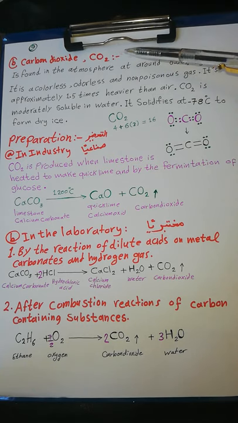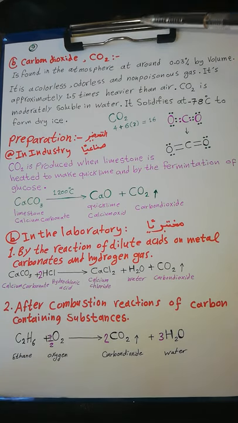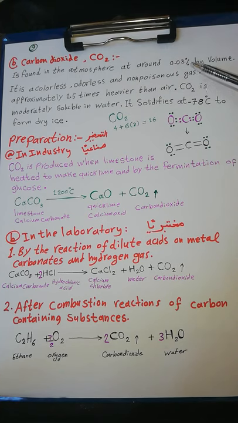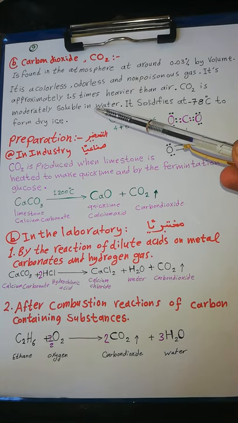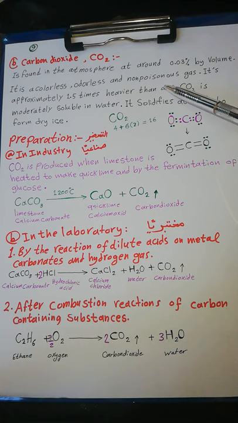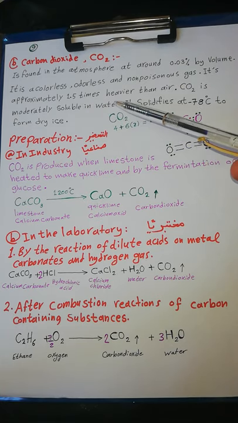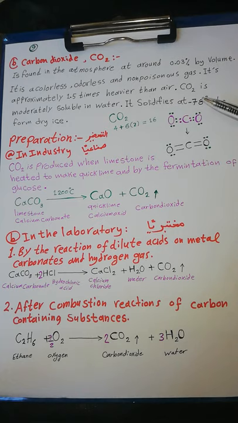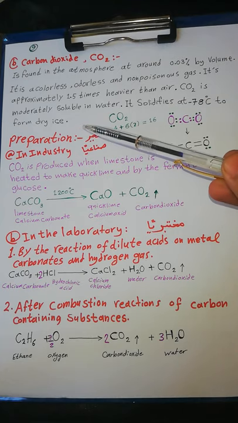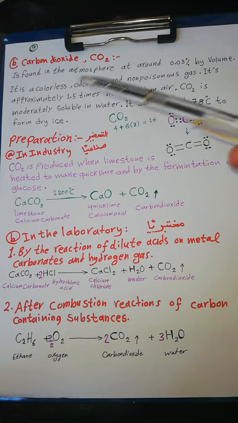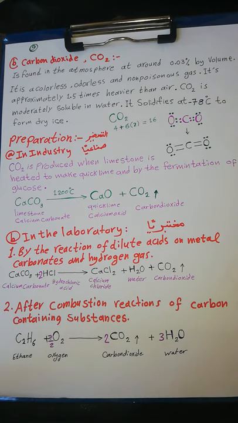Carbon dioxide, CO2 chemical formula, is found in the atmosphere at around 0.03% by volume. It's a colorless, odorless, and non-poisonous gas. It's approximately 1.5 times heavier than air. CO2 is moderately soluble in water. It solidifies at -78 degrees centigrade to form dry ice.